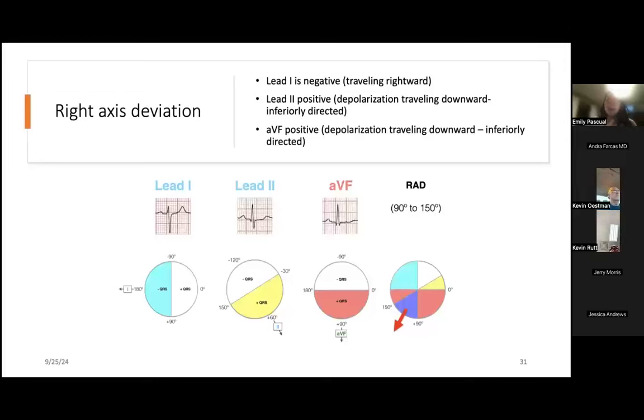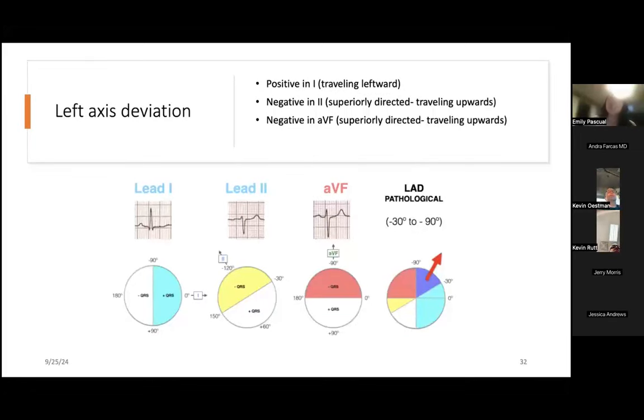So when lead 1 is negative, the signal is traveling rightward. The opposite would be true if lead 1 were positive. It's traveling leftward. When lead 2 is positive, we're looking at forces going top to bottom. So when the inferior leads are positive, that means it's inferiorly directed, so the depolarization is traveling down. AVF is positive, so that's one of our inferior leads, so it's traveling down. So this is what you'll see with right axis deviation on an EKG. Left axis deviation is essentially the opposite. Positive in 1 means it's traveling leftward, and then negative in the inferior leads, meaning it's traveling upward.